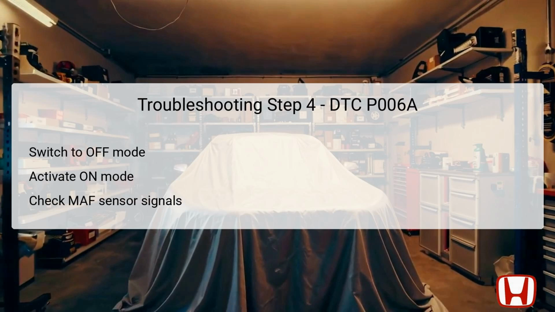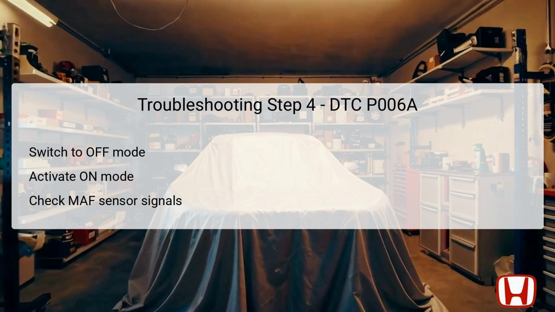The fourth step requires checking the MAF sensor signal without the engine running. First, turn the vehicle to the off lock mode, then switch to the on mode without starting the engine. Utilize the HDS Honda Diagnostics system to assess real-time values of the MAF sensor. The expected output should be approximately 0.2 grams per second, g/s. If the current conditions match this threshold, proceed to the next step.